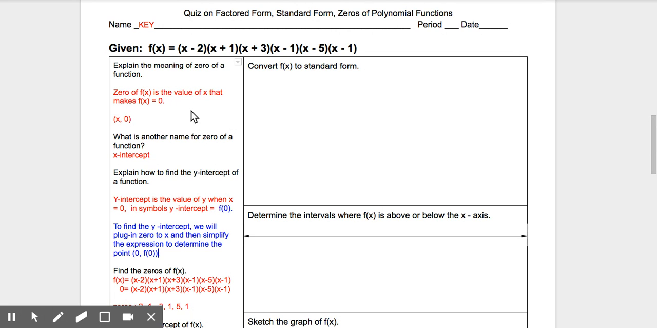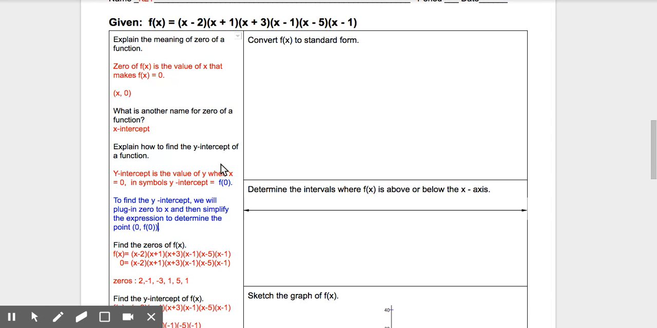Therefore, the zero of a function is a point where we have x for the x coordinate and 0 for the y coordinate. So if we are going to graph this, the point should lie on the x-axis. Therefore, this is the point where the graph crosses the x-axis, so we can call this point the x-intercept of the graph. So another name for the zero of a function is x-intercept.